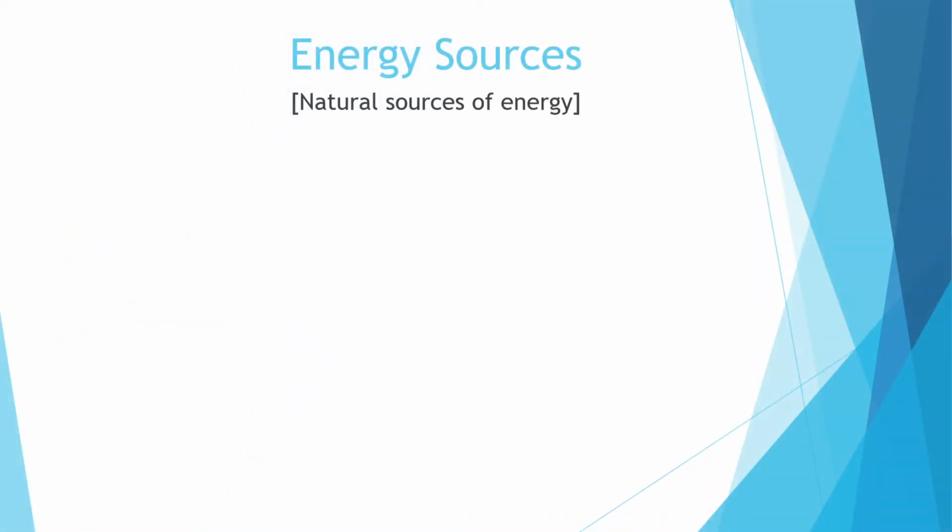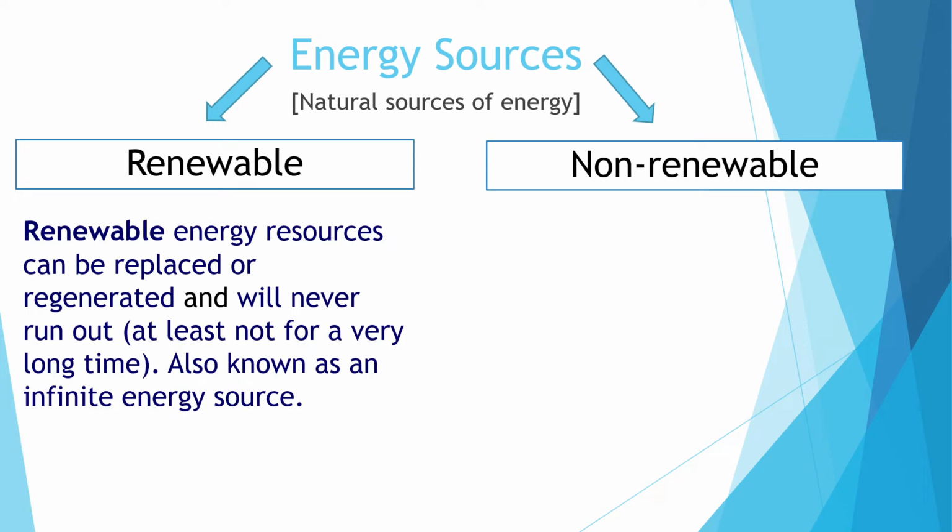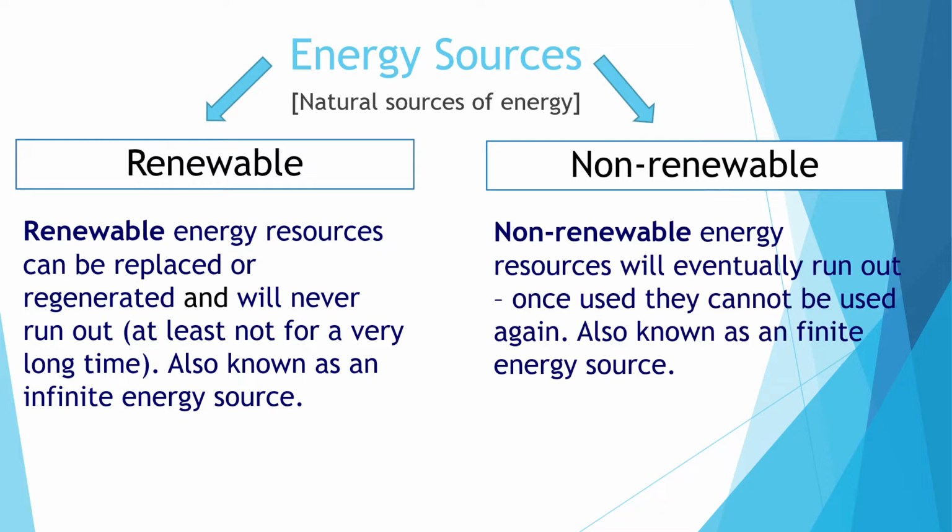Okay, so energy sources, you have two types, renewable and non-renewable. Renewable energy resources can be replaced or regenerated, and it's basically an infinite energy source. So this can be reused over and over again. Non-renewable energy resources can run out. It doesn't run out that instant, but eventually it will run out. Because it can run out, this is known as a finite energy source.